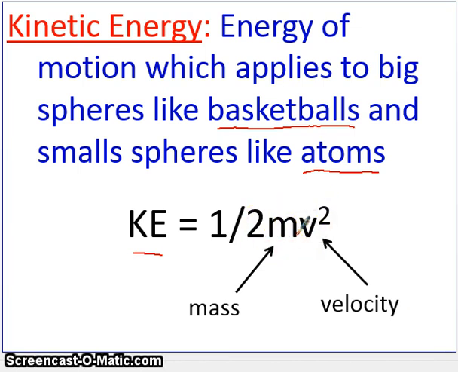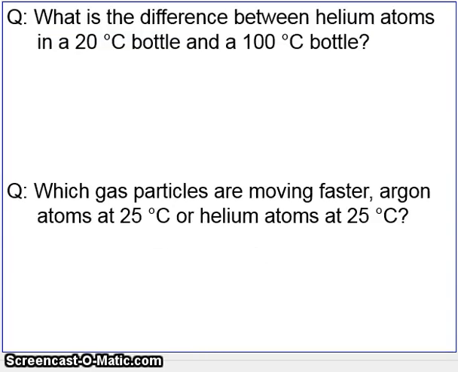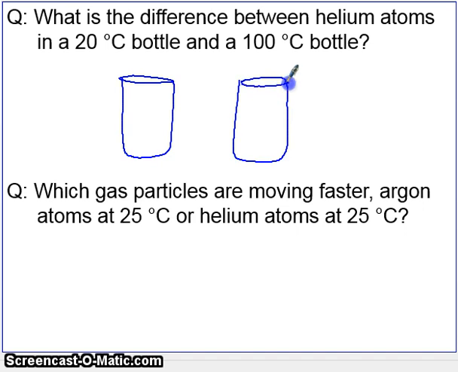We'll explore this idea with the following few questions. The first question is, what is the difference between helium atoms in a 20 degrees Celsius bottle and a 100 degrees Celsius bottle? So we have two bottles here. Here's one, and here's another. And we have helium atoms. This one is at 20 degrees C. This one is at 100 degrees C, quite a bit hotter. What would you see about the atoms?